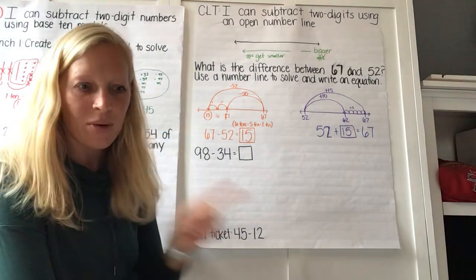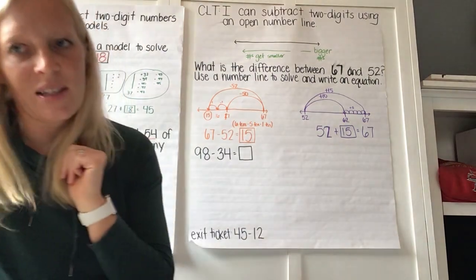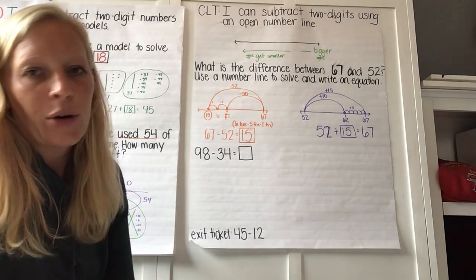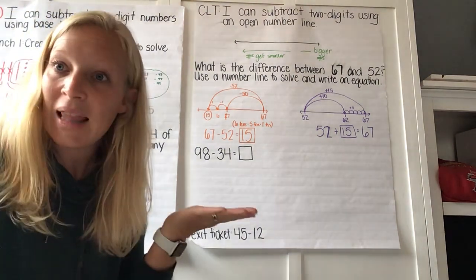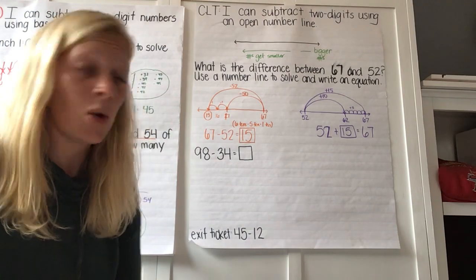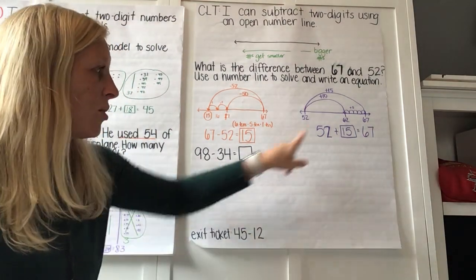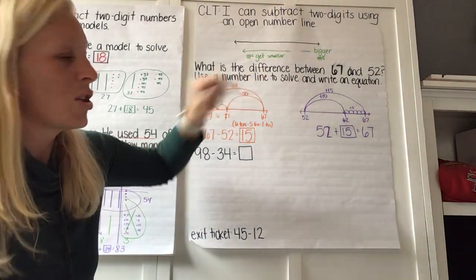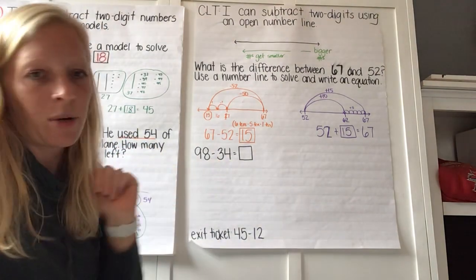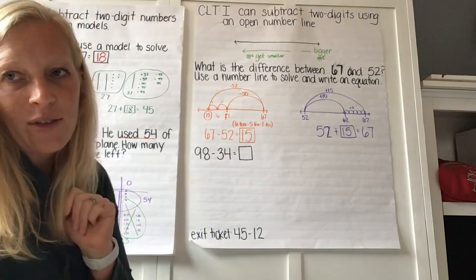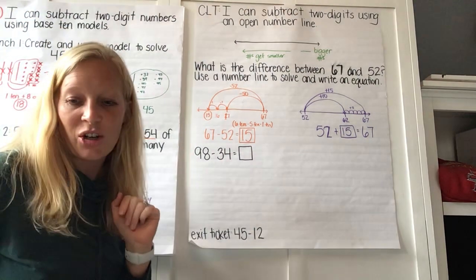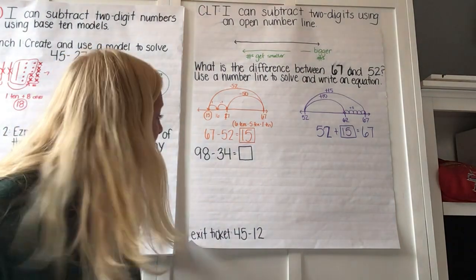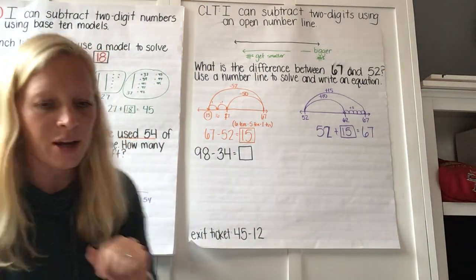Your next problem, and I want to see you using some of these strategies to help you use that number line. 98 take away 34 equals blank. Now, just because my equation is already written here, does that mean that you can't add to help you solve this? It does not. We're just wording it in a different way. That doesn't mean you have to solve it with just subtraction. You can solve it in whatever way works best for you using that number line. All right, go ahead and get started. 98 take away 34 equals blank.